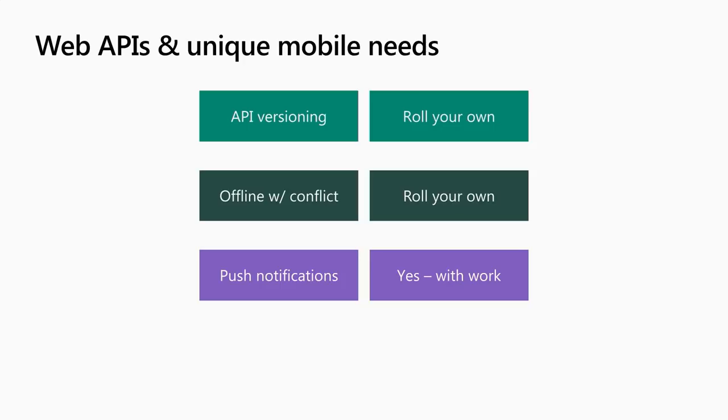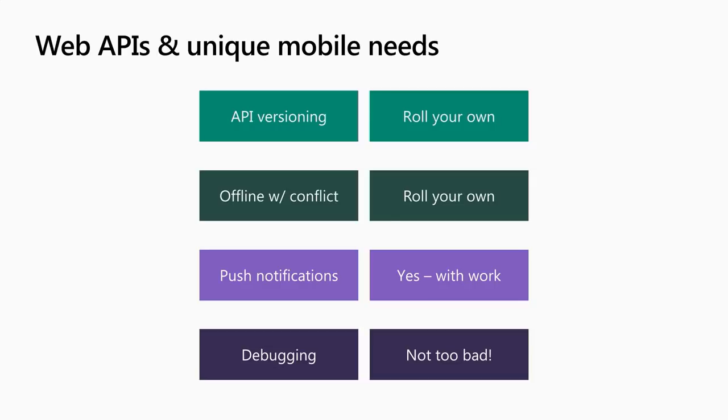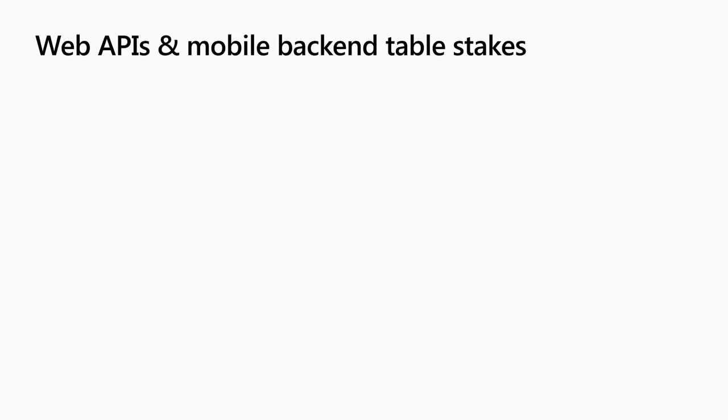We have Azure Notification Hubs. Notification Hubs provides an SDK which makes it relatively easy on the server to call out and do push notifications of Firebase and Apple APNS. However, there is going to be some work setting it up initially. So once you get that done, it's relatively okay, but you have to do a little bit of work. And debugging, it's not too bad once you get it all set up and rolling. So to handle the unique needs, you're doing a lot of rolling your own.